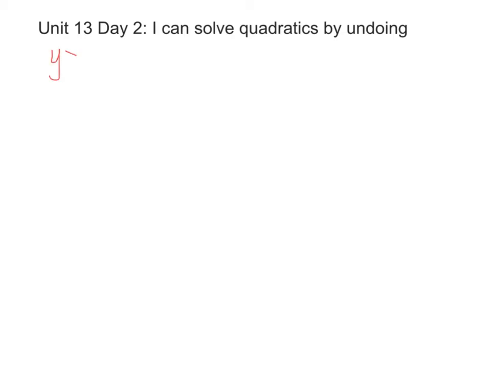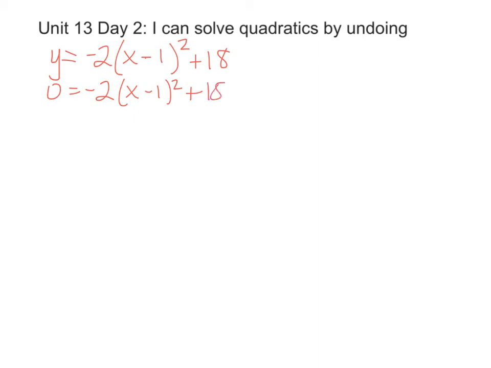So let's say we are given y equals negative 2 times (x minus 1) squared plus 18. Feel free to pause this and go through the motions yourself or just remind yourself. For this, first thing we're going to do is set this equal to 0. Subtract 18, order of operations, and we've got negative 18 equals negative 2 times (x minus 1) squared.